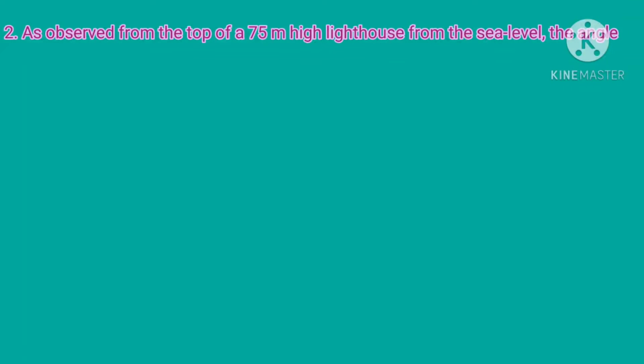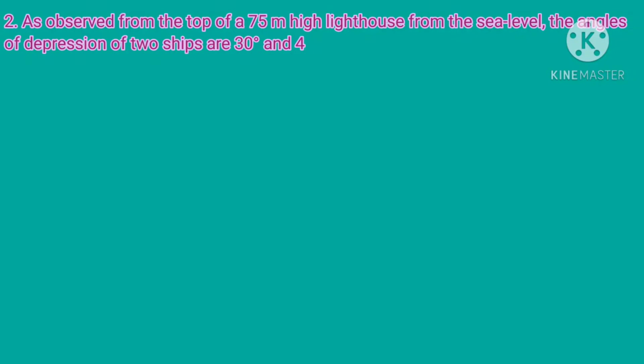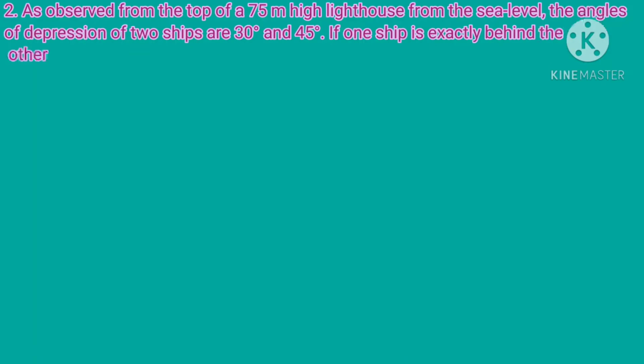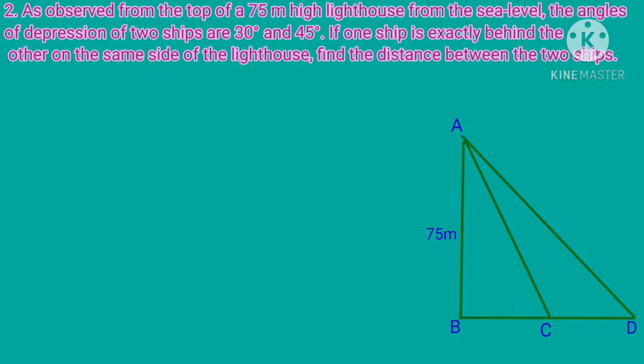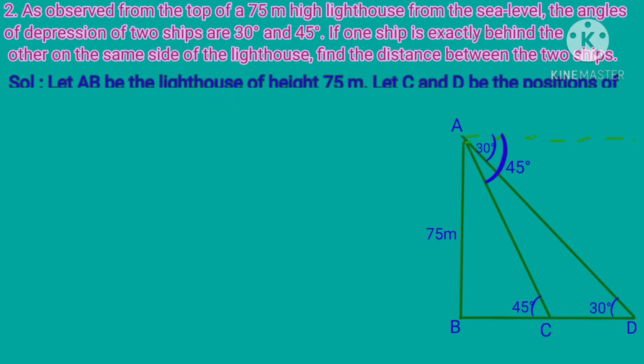Our second question is: as observed from the top of a 75-meter high lighthouse from the sea level, the angles of depression of two ships are 30 degrees and 45 degrees. If one ship is exactly behind the other on the same side of the lighthouse, find the distance between the two ships. So let's start doing it. This AB is the lighthouse of height 75 meters. Let C and D be the positions of the ships. 30 degrees and 45 degrees are the angles of depression from the lighthouse. So we have to find CD, which is the distance between these two ships.